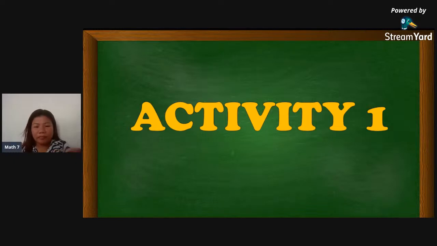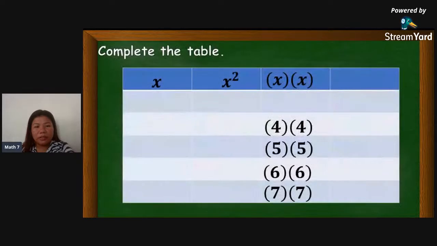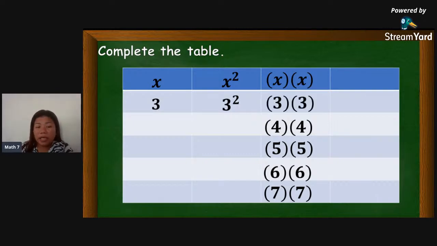Okay? So, activity number 1, you have to complete the following. Okay? So, given na dyan yung iba. Say, for example, we have 3 as your x. And then, kapag sinabing squared, it's not 3 times 2 ha, it is 3 times 3. Ulitin ko, when you have 3 square, it's not 3 times 2, but it is 3 times 3. Nakukuha po. So we have, for the first one, 3 times 3. The answer here is 9.